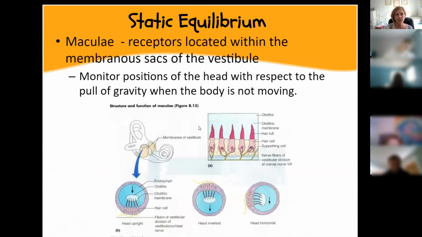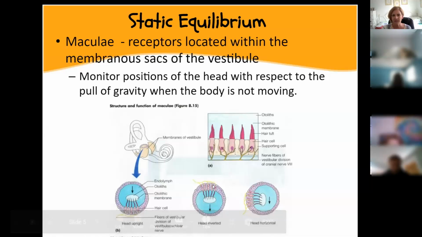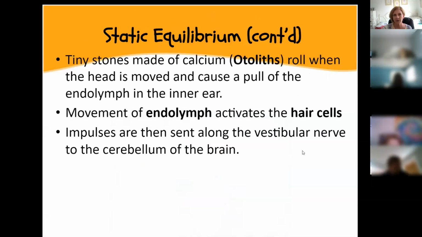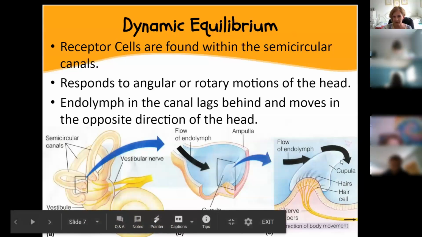So for the exam, you really just need to know static is response to gravity. It's your position in space. The key organ, like the organ of Corti for hearing, is the maculae. This structure here is the maculae. Whereas dynamic equilibrium is movement, rotational, and it uses that crista ampullaris.